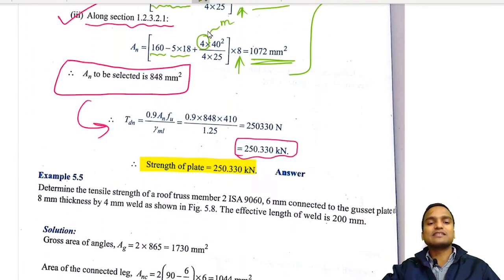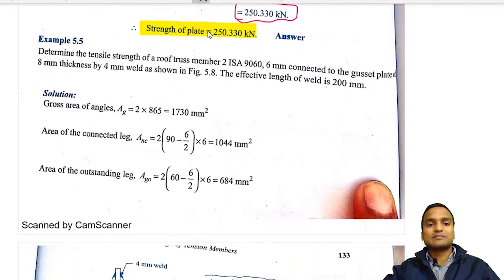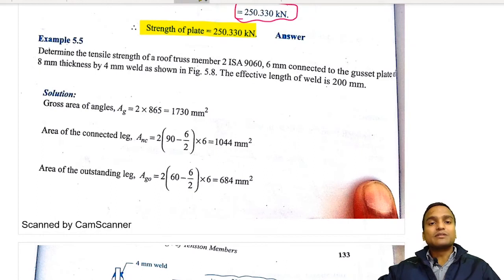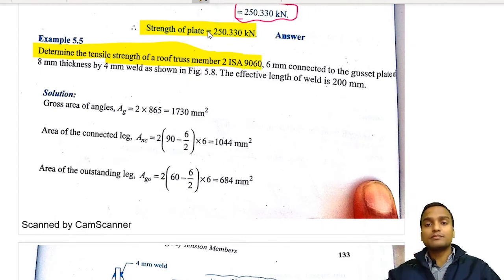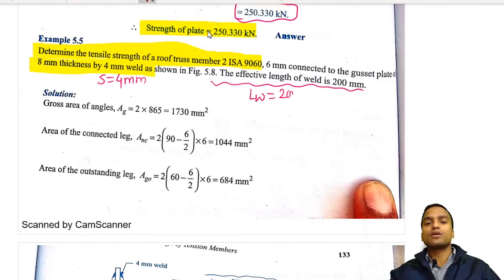Now the next numerical is a case of a welded angle section, in which we are asked to determine the tensile strength of a roof truss, and here we have used 2 Indian standard angles. Again it is an unequal angle of dimension 90 into 60 mm with angle thickness of 6 mm, connected to a gusset plate of 8 mm thickness by 4 mm weld. So the size of weld S is already given as equal to 4 mm, and the effective length of weld Lw is also given here, 200 mm.